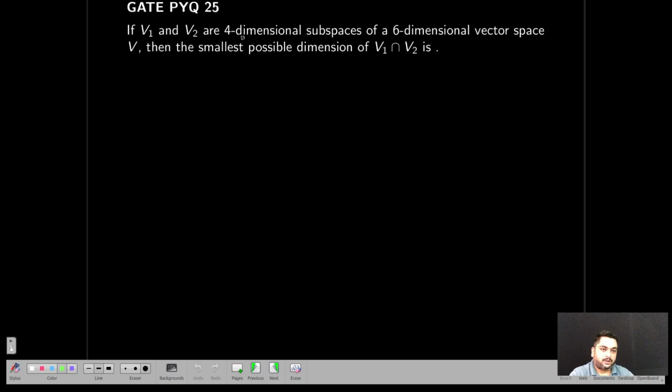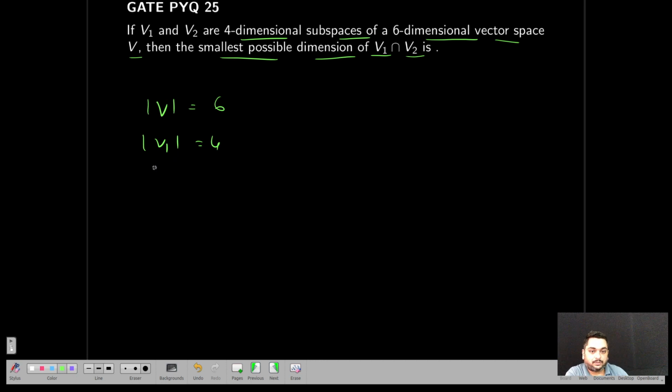If V1 and V2 are 4-dimensional subspaces of 6-dimensional vector space V, then the smallest possible dimension of V1 intersection V2 is. Okay, so this is not at all a vector problem. The only thing is it's just an aptitude question. The dimension of vector space V is equal to 6. And dimensions of V1, V2 is 4. They are the subspaces. This is the entire vector space.